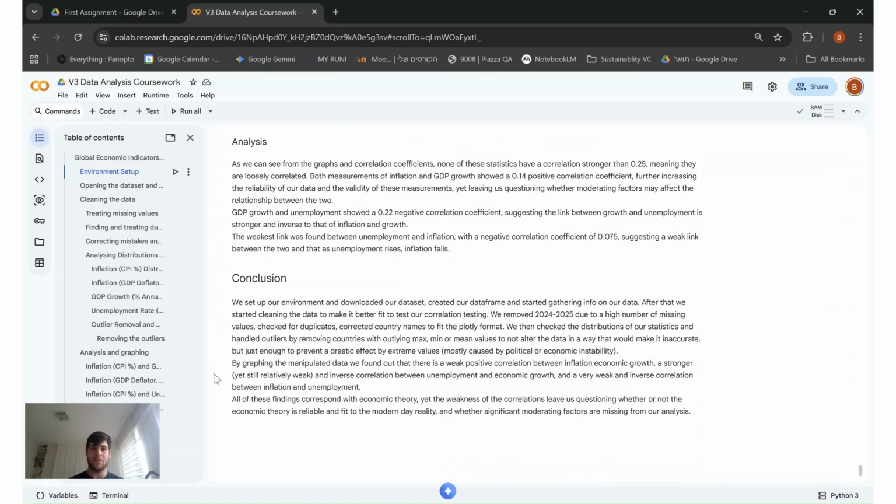In conclusion, we are left with the questions: what are those moderating factors? And if they do not exist, does economic theory actually fit modern day economics?